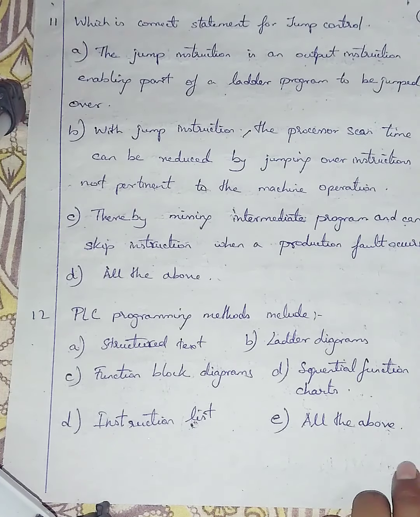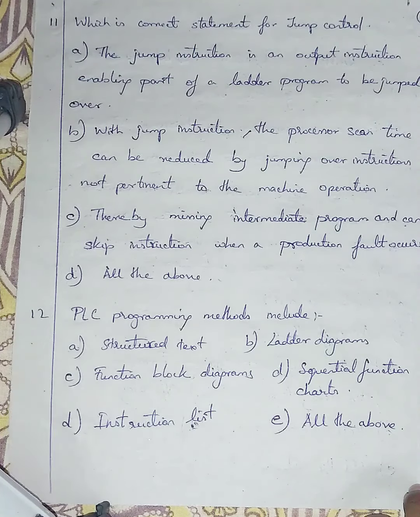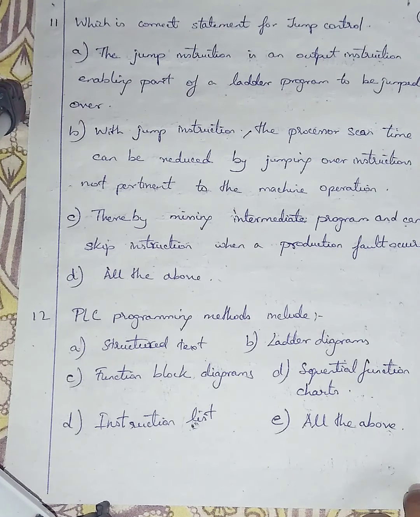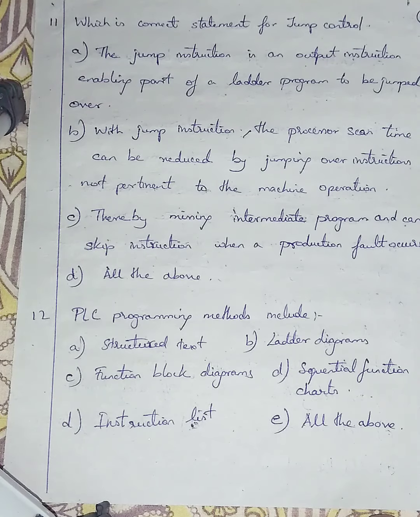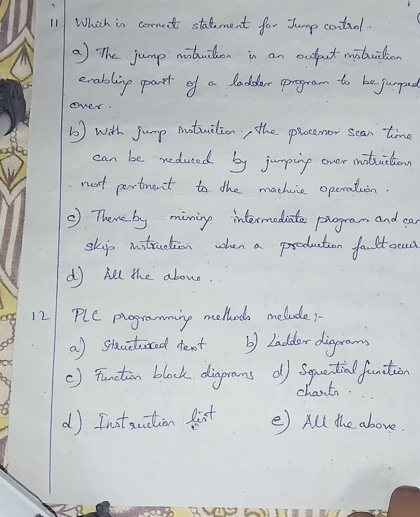Question number 11, which is the correct statement for jump control? Option number A, jump control means jumping or skipping from an instruction which is not required, which is of lesser importance. Option number A, jump instruction. The jump instruction is an output instruction enabling part of a ladder program to be jumped over.